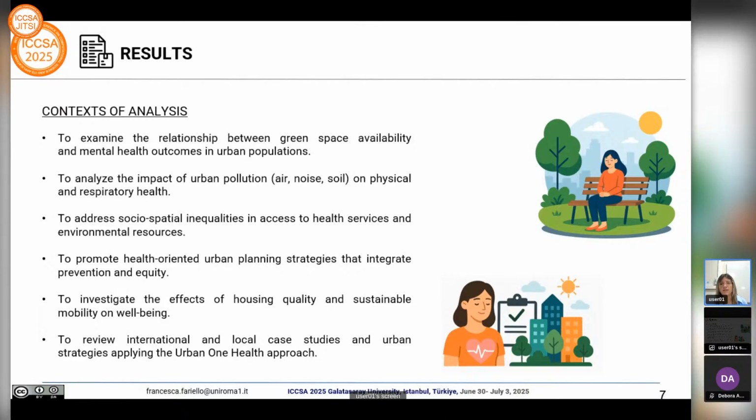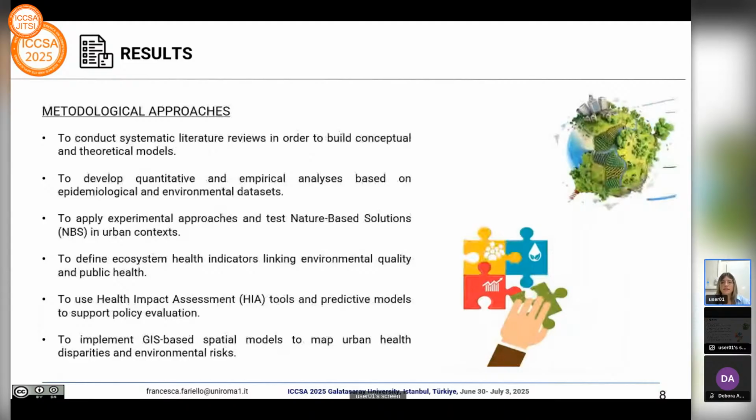Closely related to this is the analysis of urban pollution and its impact on human health. Factors such as air and soil pollution, noise exposure, and urban heat island are widely investigated for their role in increasing chronic diseases, particularly cardiovascular and respiratory conditions. The third level is methodological approaches. These approaches reflect the multidisciplinary nature of the topic, involving urban planning, epidemiology, environmental sciences, and public health.